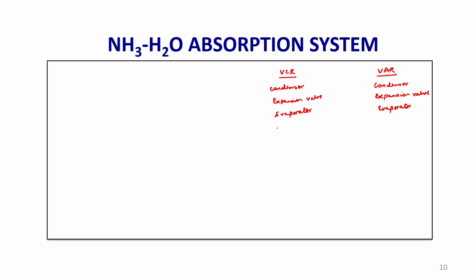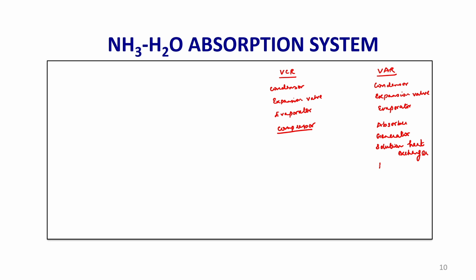Now in vapor compression system, the fourth major component is, I am listing out only the major components, we have the compressor. So this is not there in absorption system. So this is replaced by absorber, generator, solution heat exchanger. These are all the heat exchangers which are used.